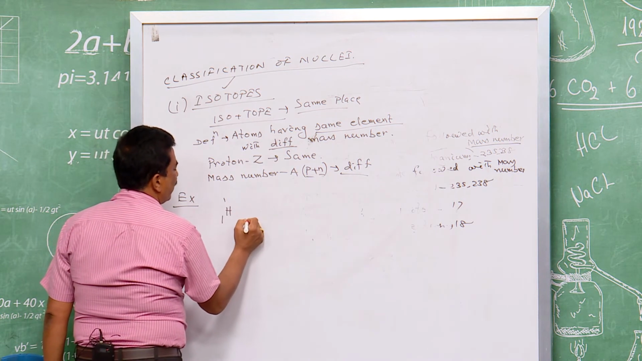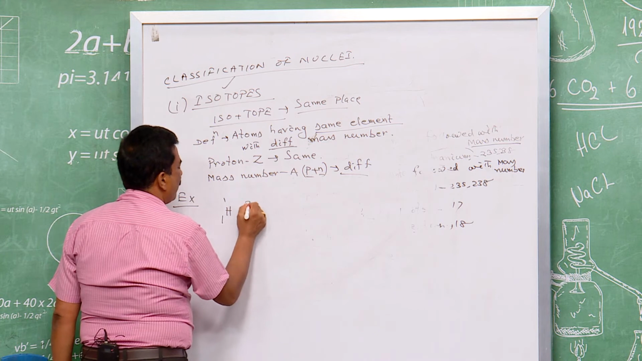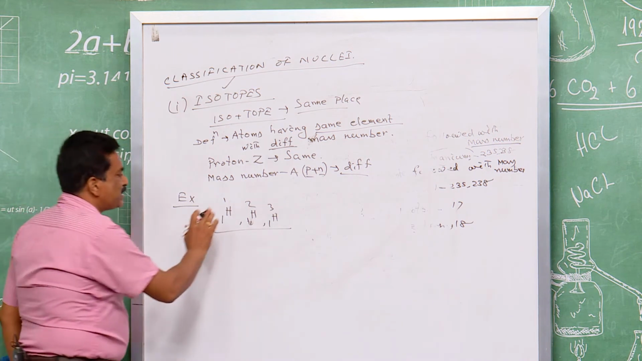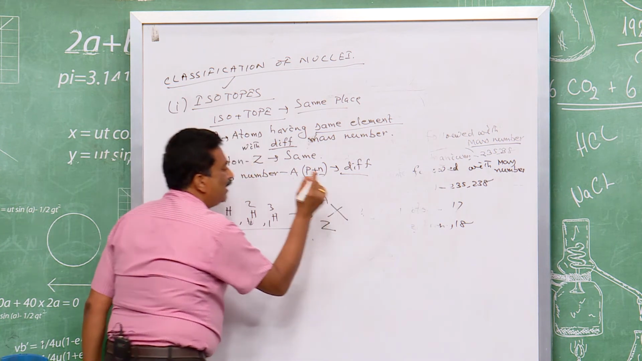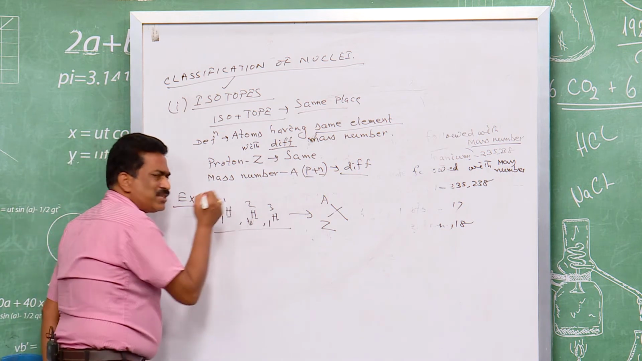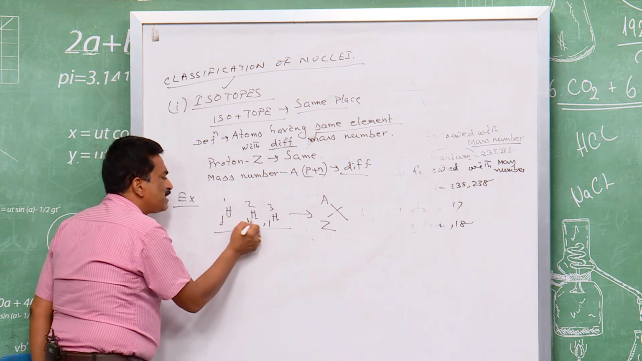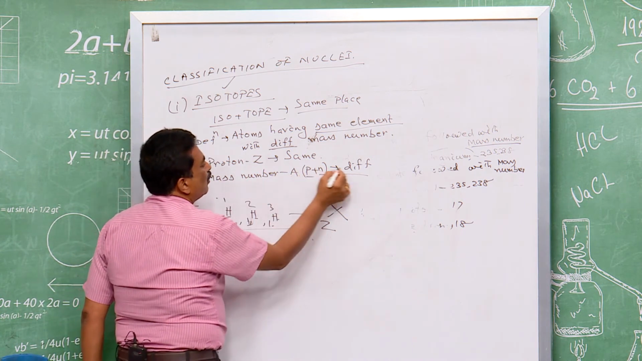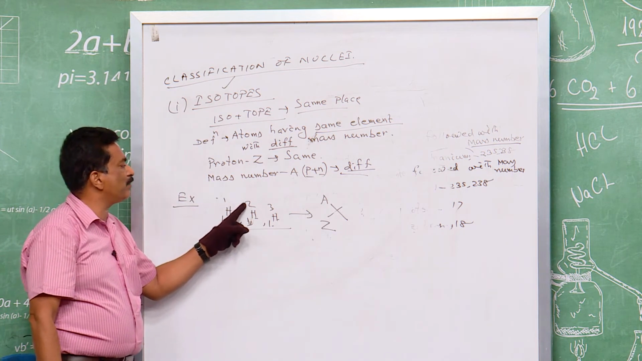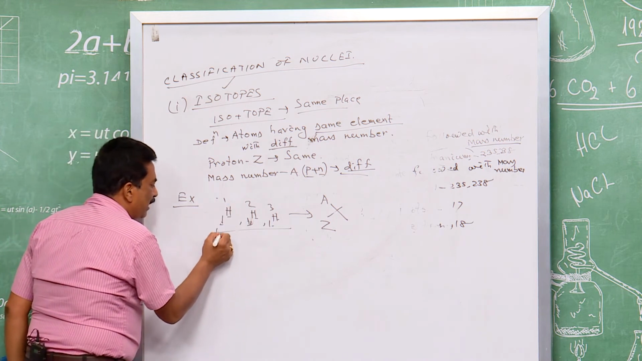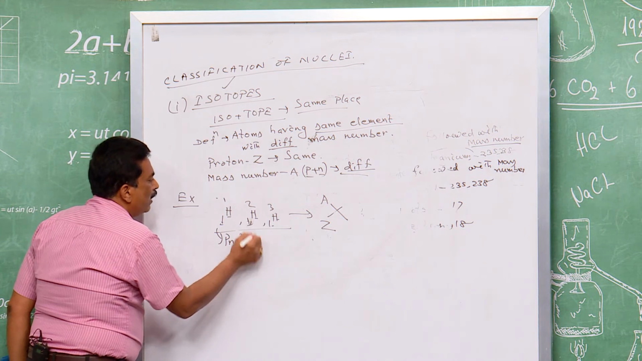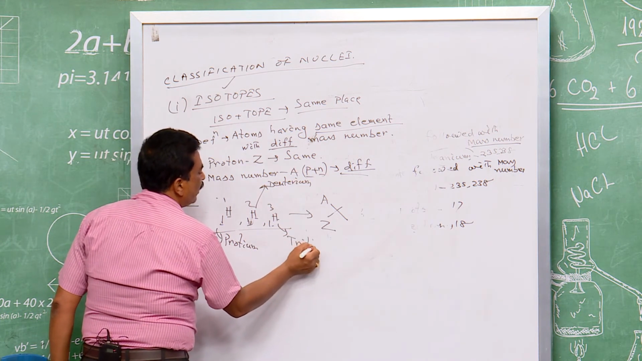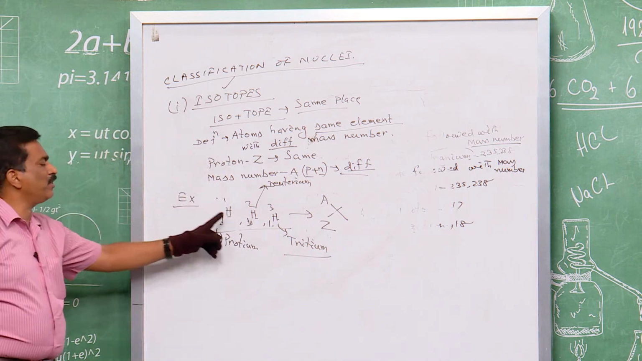If I say 1H1, then 1H2, then 1H3. So, this is the symbol. How is it written? X with Z and A. X is the element symbol, with Z and A. You see, Z is the same here, but the mass number is different. Here the mass number is 1, here 2, here 3. So, this 1H1 is known as protium, this 1H2 is deuterium, and this one is tritium. This is one of the examples of isotopes.